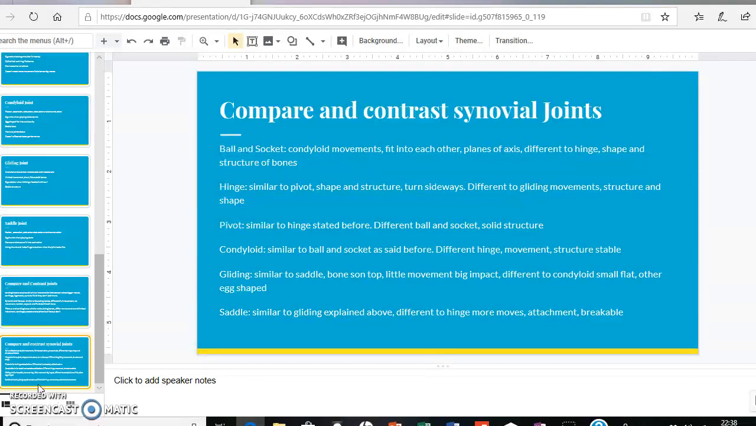The saddle joint is similar to the gliding joint for the reasons explained above. However, this is different to the hinge joint because the saddle allows more movements. Also, the bones at these joints are attached at their ends, but at the saddle the bones are sat on top of each other. The saddle joint is more likely to break compared to the hinge joint that is more stable.